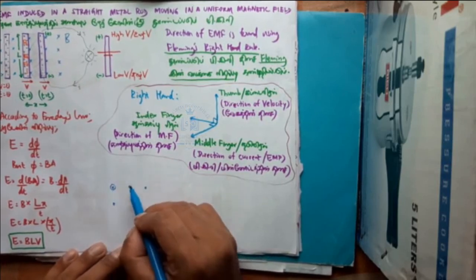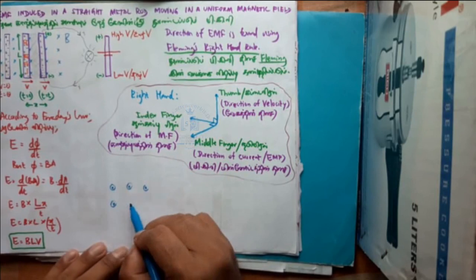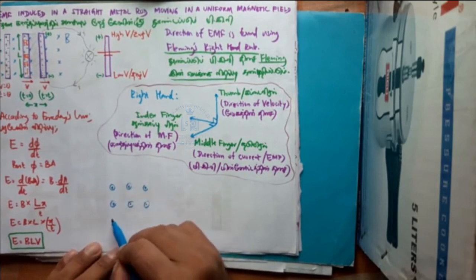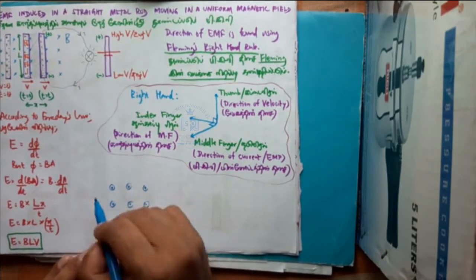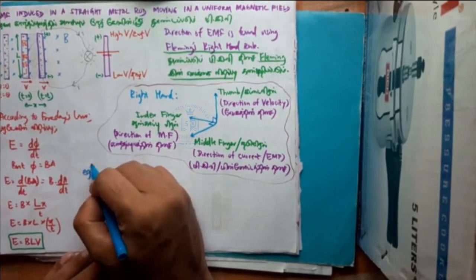I mean, the magnetic field is coming out of the plane. Okay. So there is a uniform magnetic field, and it is coming out of the plane. A uniform magnetic field coming out of the plane. This is example 1. Okay, right.